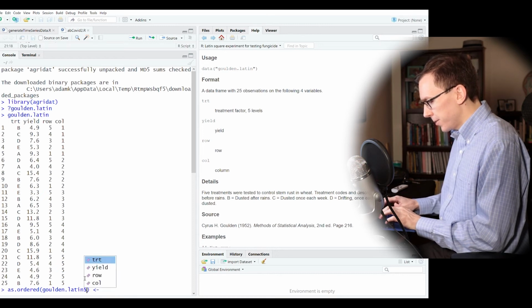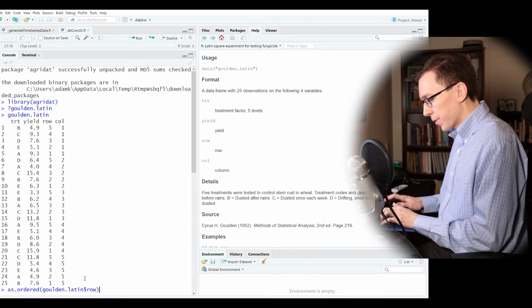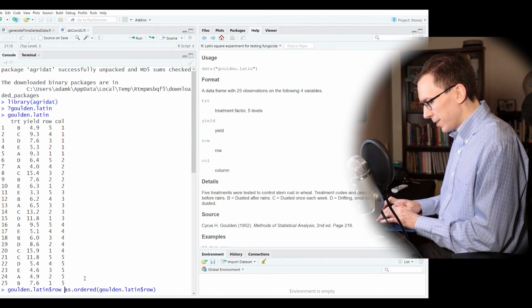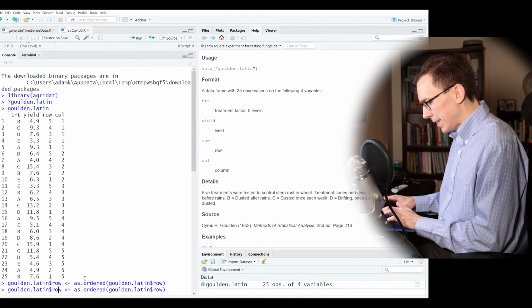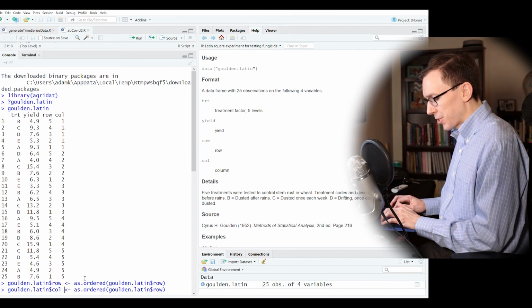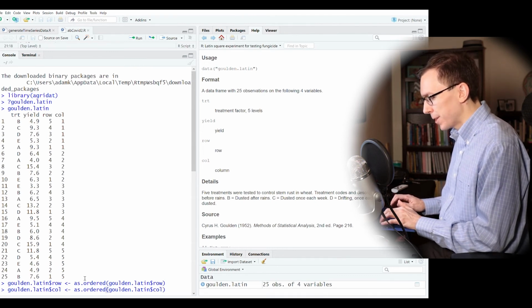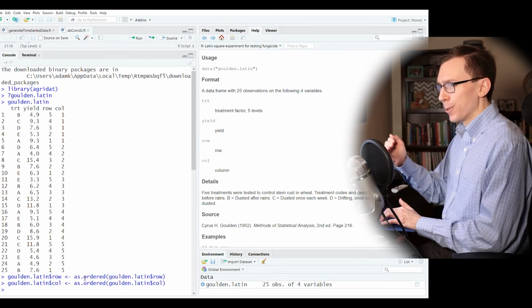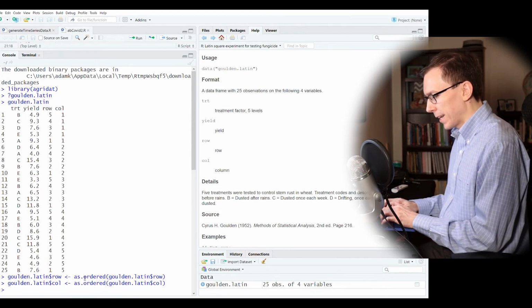and we are going to say that, oh, not this, we need for the row, and no, I'm doing it backwards. Golden.Latin$row is going to be ordered. So this is just telling R that these numbers 1 through 5 are not literally the numbers 1 through 5, but instead ordered factors with the levels 1, 2, 3, 4, 5. Otherwise, the degrees of freedom will be all wrong in this case.